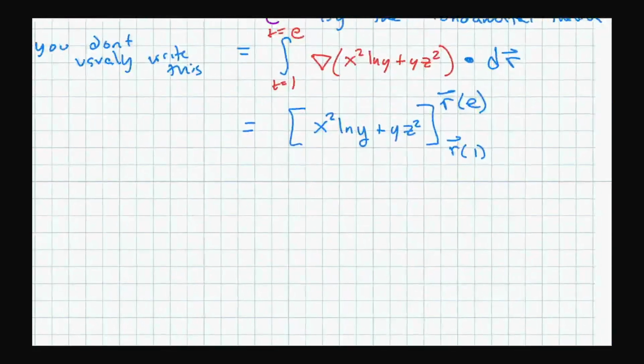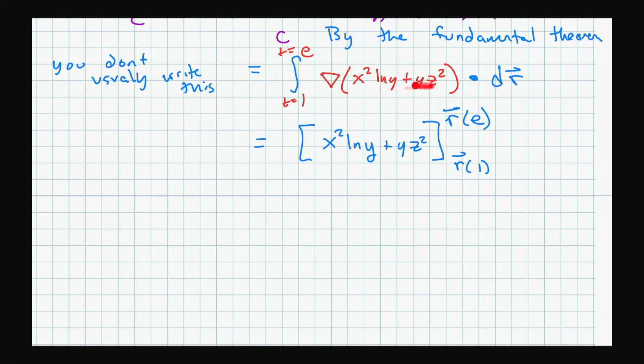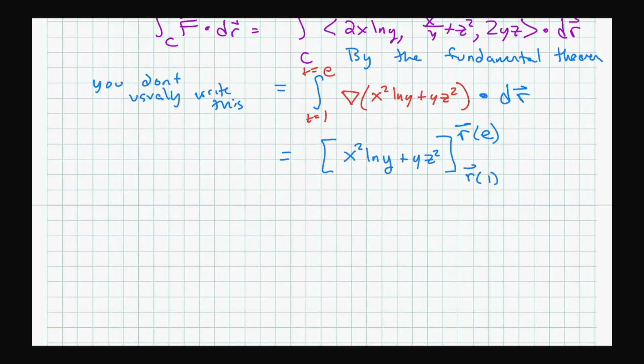So like I said, you don't usually write this line. You can kind of jump to here. And then I'm just going to rewrite this one more time so I can duplicate. I'm actually going to erase these. And I'll put the x, y, and the z there.